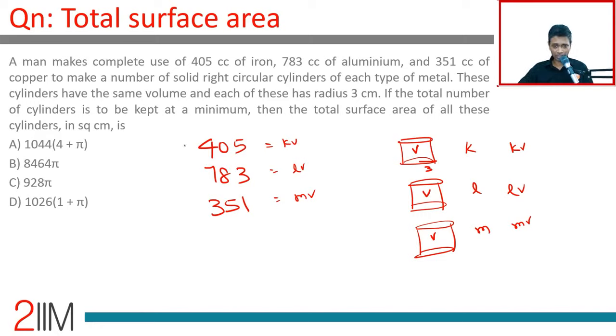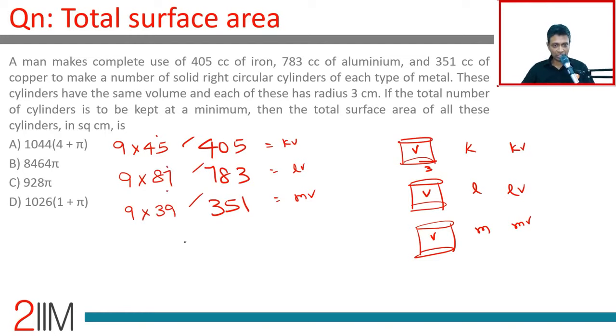This is a multiple of 9. This is a multiple of 9. This is a multiple of 9. 7 plus 8, 15 plus 3, 18. 8 plus 1, 9. 4 plus 5, 9. So we can carve out a 9. This is 9 into 45. Here also we can carve out a 9. 9 into 87. Here again we can carve out a 9. 9 into 39.